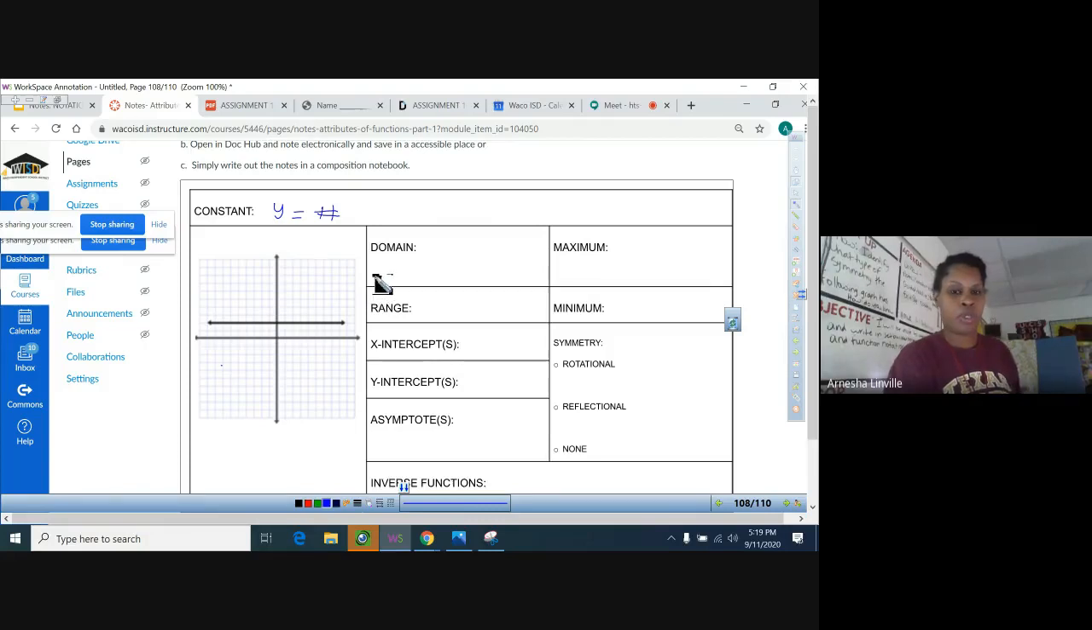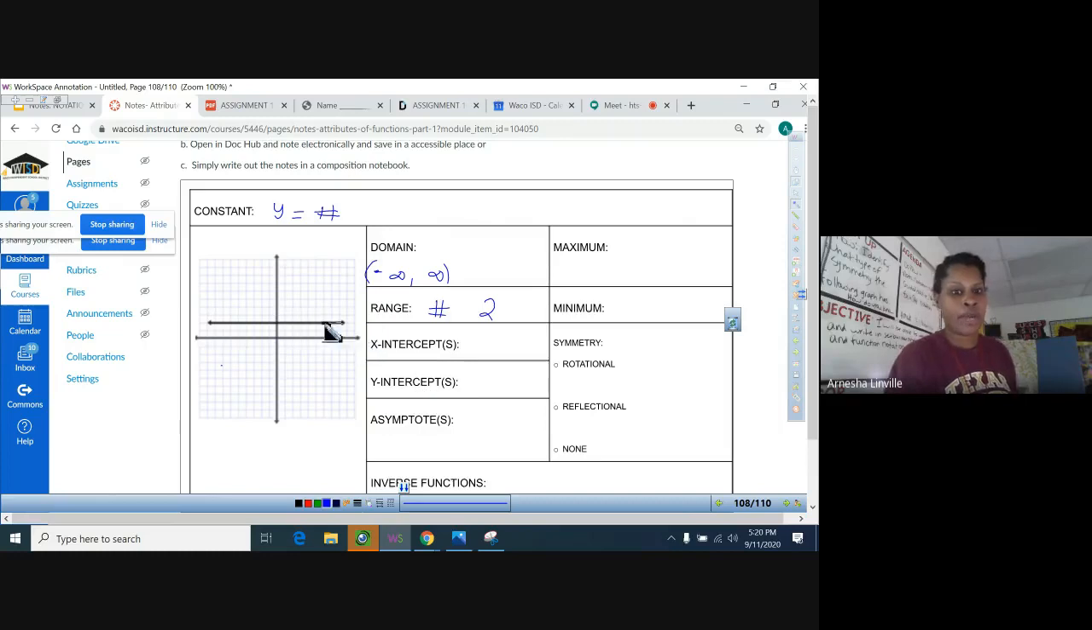Okay, so your domain, when you go left to right, is all real numbers, or we're going to go negative infinity to positive infinity. And your range never changes. So your range is going to be at whatever this number is. So you only have one element in your range, and that would be what this number is. If we were talking about this specific graph that is on this slide, then my range would be at just 2.